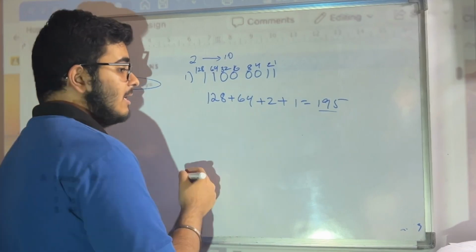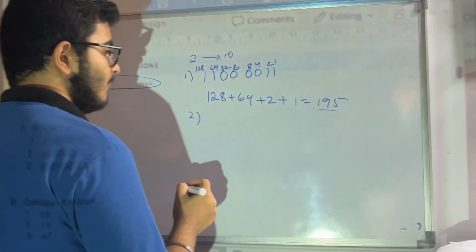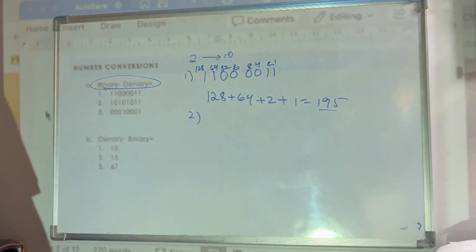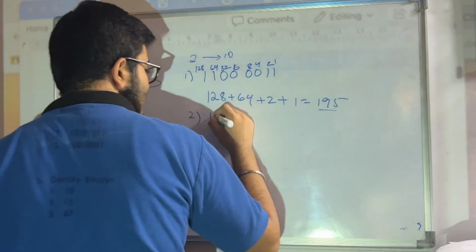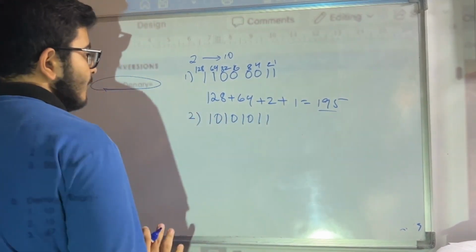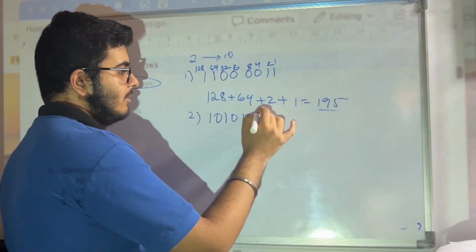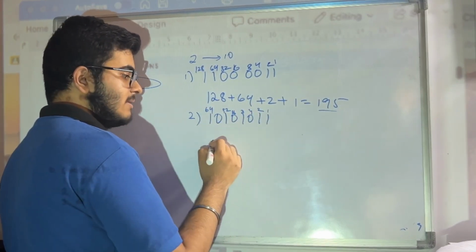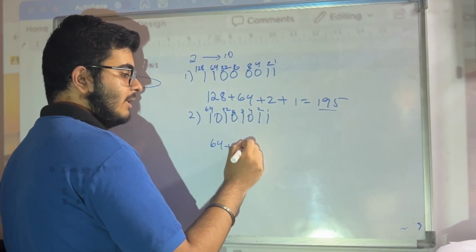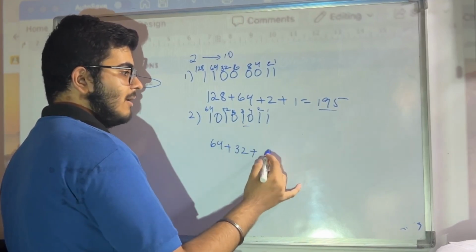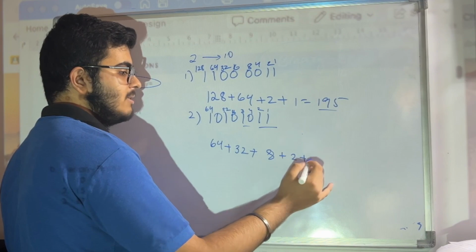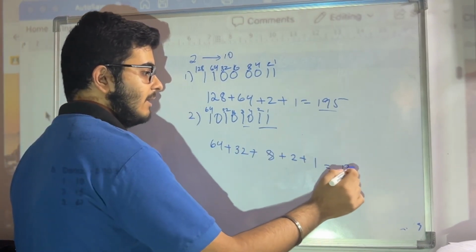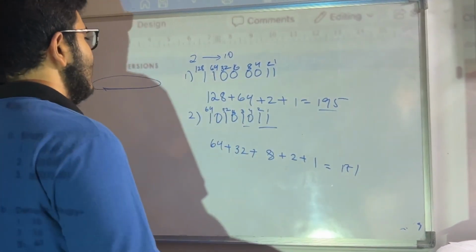Let's see another example. Our number is 10101011. We are going to put the heading values once again: 1, 2, 4, 8, 16, 32, 64. Now I can see a 1 here, so I'll write 64. I can see a 1 here, so I'll write 32. I can see 1 here, so I'll write 8. I can see 1 here, so I will write 2 plus 1. Now when you add this, your answer should be around 171. This is the denary number of the binary number.